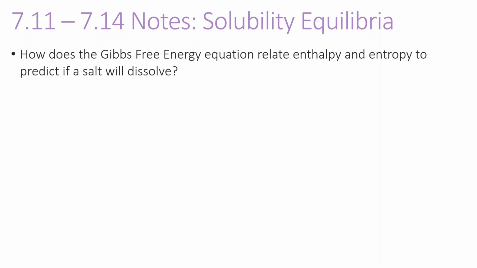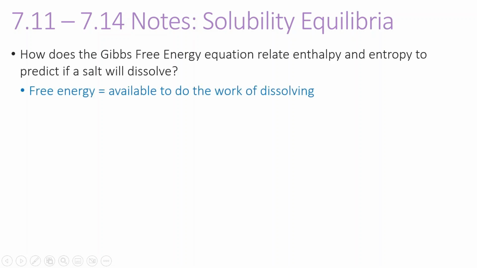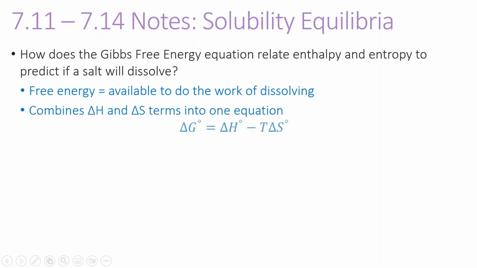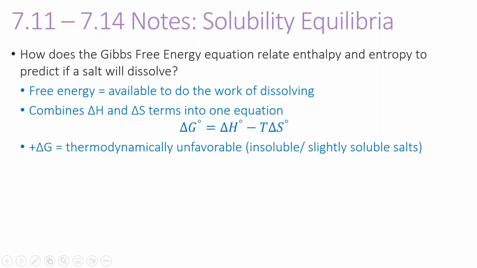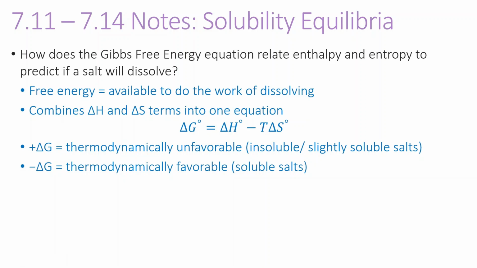So this leads us to an expression called Gibbs free energy. So free energy is the energy that is available to do the work of dissolving that solid salt into water. So the Gibbs free energy equation combines delta H and delta S terms into one equation here. So delta G equals delta H minus T delta S. When we have a positive delta G, it means the reaction is thermodynamically unfavorable. So this is what applies to our insoluble and slightly soluble salts. A negative delta G is going to be thermodynamically favorable. This is going to apply to our soluble salts.